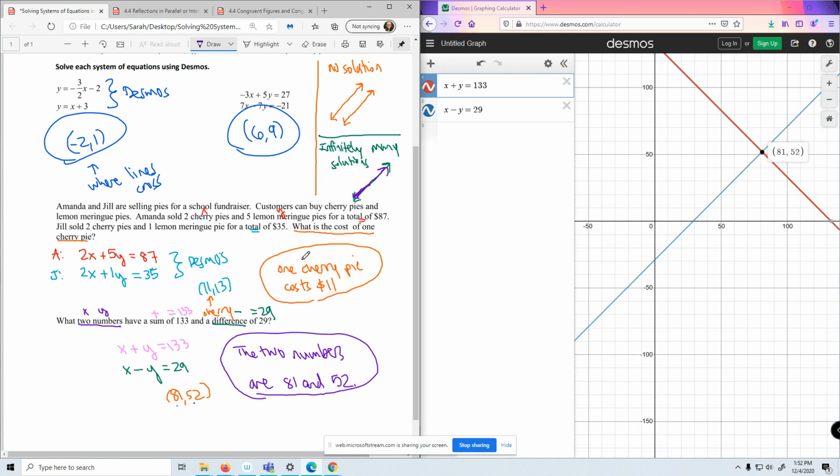Like for instance, with this one, they wanted only x. For the last problem, they wanted both numbers. And then label your answers with the appropriate units. That is it for systems in Desmos.